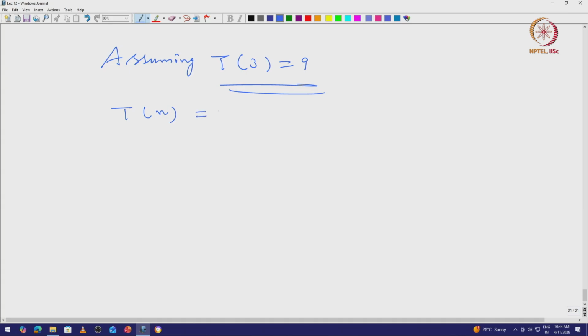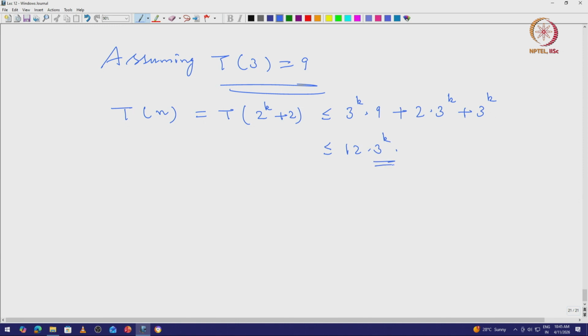which is equal to T of 2 power k plus 2, T of 2 power k plus 2 is less than or equal to 3 power k times 9 plus 2 times 3 power k plus 3 power k minus 3, but anyway I am dropping that 3. So you see that it is about 12. So it is less than or equal to 12 times 3 power k.